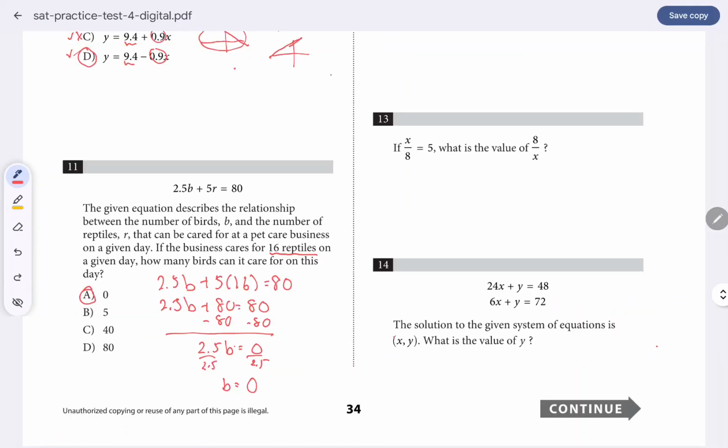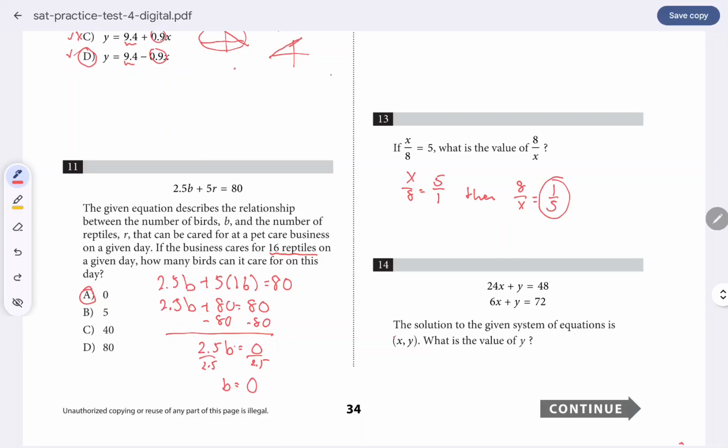Question 13 says, if x divided by 8 is equal to 5, what is the value of 8 divided by x? So x divided by 8 equals 5 can be rewritten as x divided by 8 equals 5 over 1. So in that case, if we take the reciprocal on the left-hand side, then we take the reciprocal on the right-hand side, and we see that 8 over x is equal to 1/5.